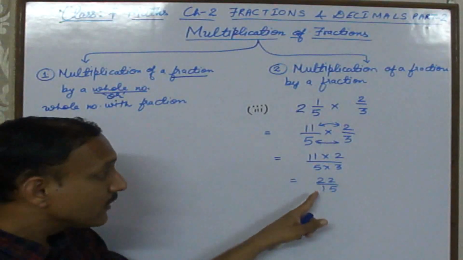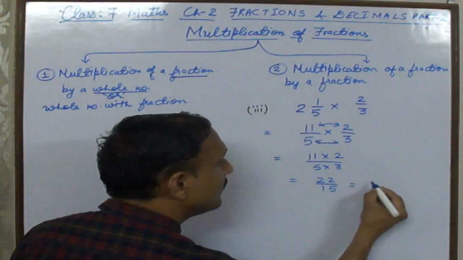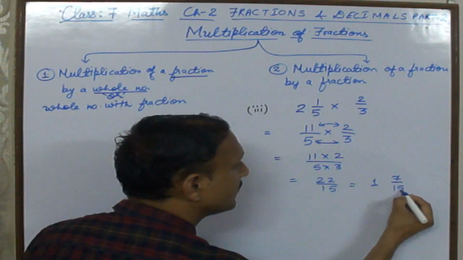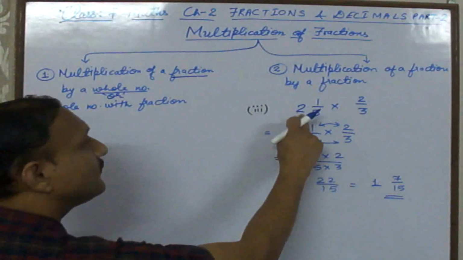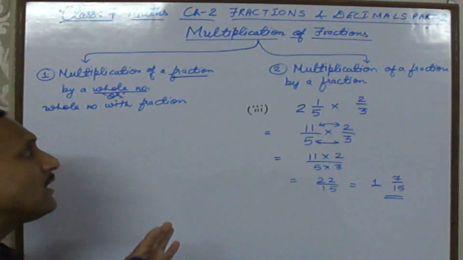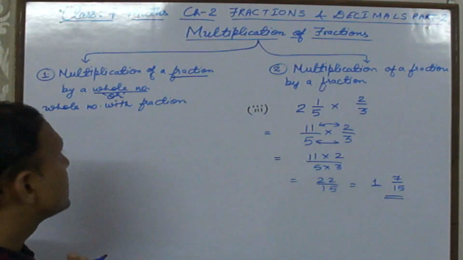And if it is an improper fraction, you can convert it to a mixed fraction also. 15 1s are 15, so 1 7 by 15. So 1 7 by 15 is the product of a mixed fraction and a fraction. Or we can multiply a fraction with a mixed fraction, that is the same case only.